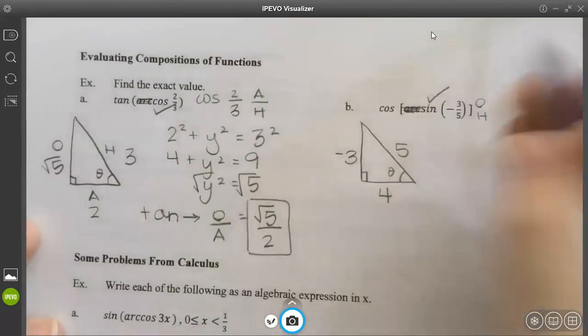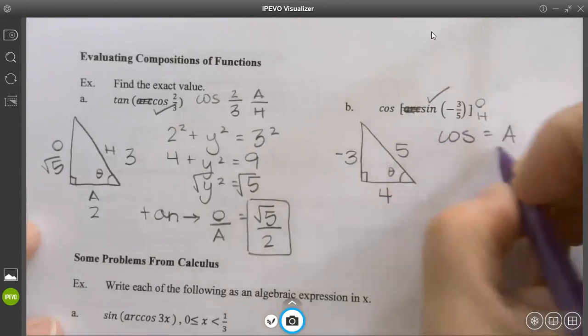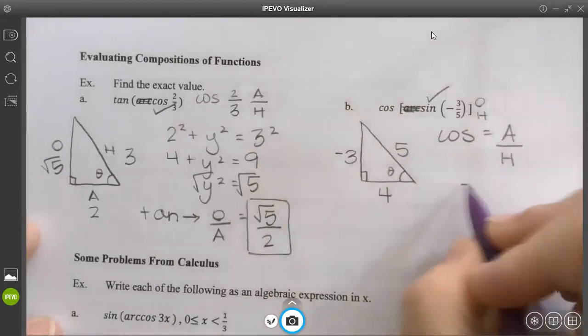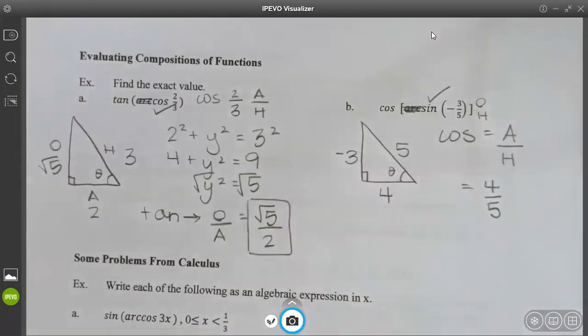So we did the sine part. What is cosine? Adjacent over hypotenuse, which is 4/5. That's it.